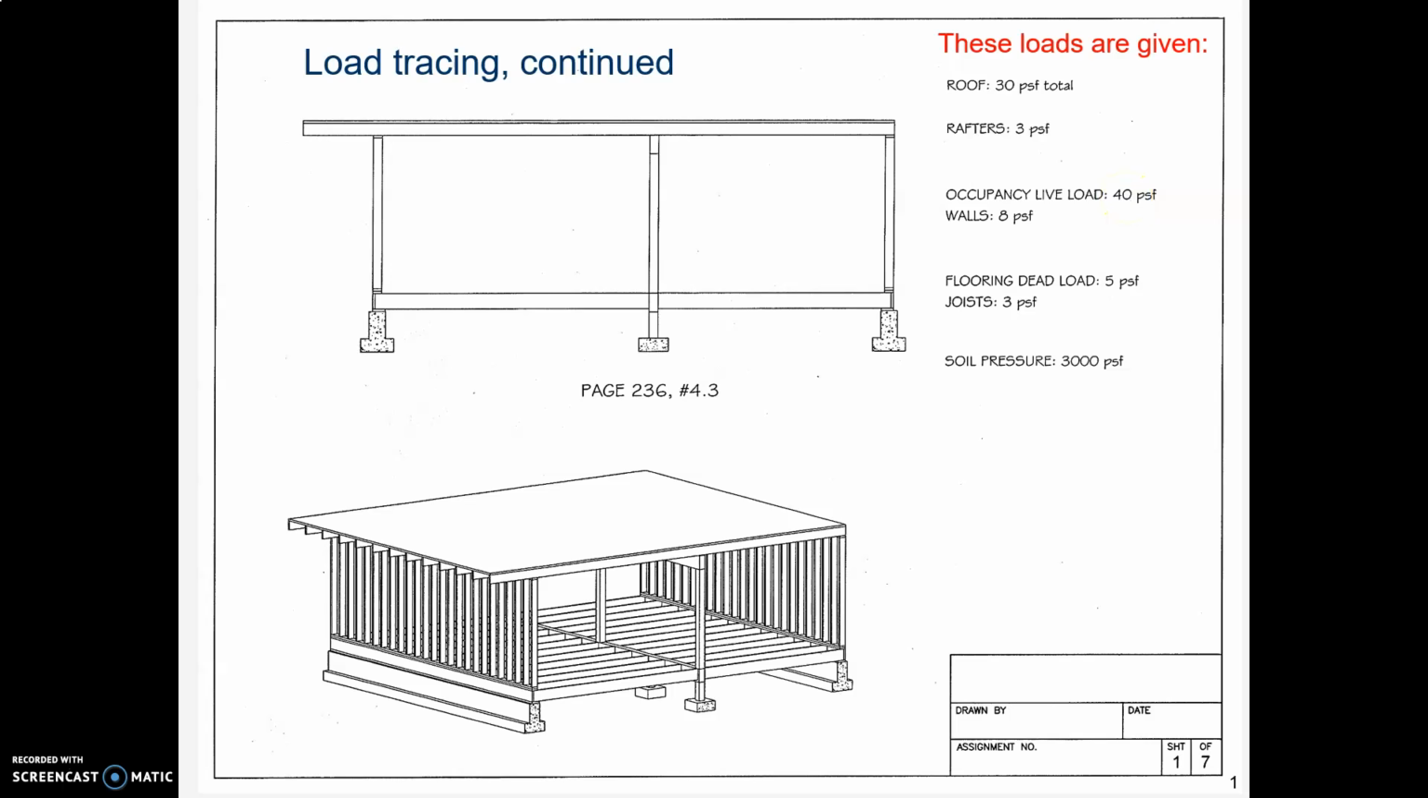What is the live load? That is things that come and go. So it's people, furniture, that sort of thing. Then looking at the floor, the dead load, that's the building itself. The dead load of the flooring is 5 pounds per square foot, and the joists add another 3 pounds per square foot. So we'll be using those momentarily.